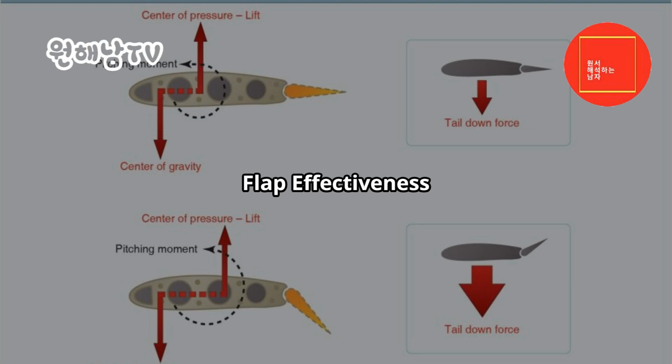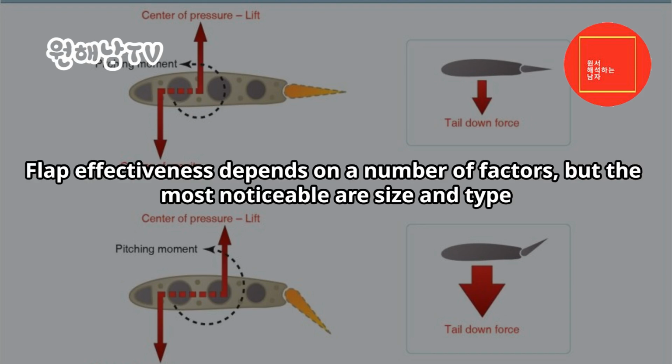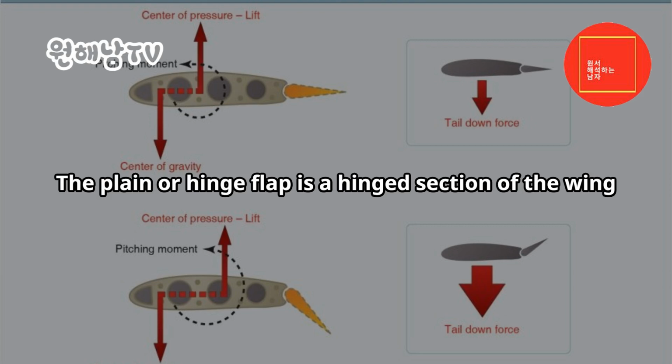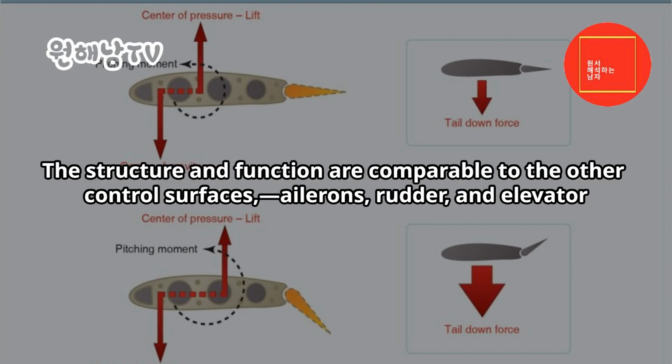Flap effectiveness. Flap effectiveness depends on a number of factors, but the most noticeable are size and type. For the purpose of this chapter, trailing edge flaps are classified as four basic types: plain hinge, split, slotted, and Fowler. Figure 12-4. The plain or hinge flap is a hinged section of the wing. The structure and function are comparable to the other control surfaces, ailerons, rudder, and elevator.